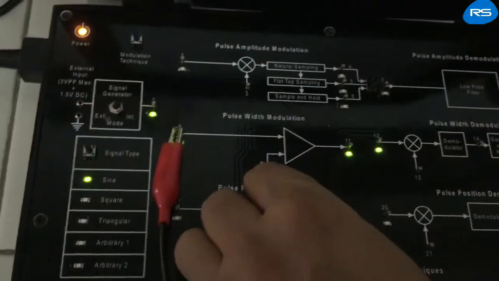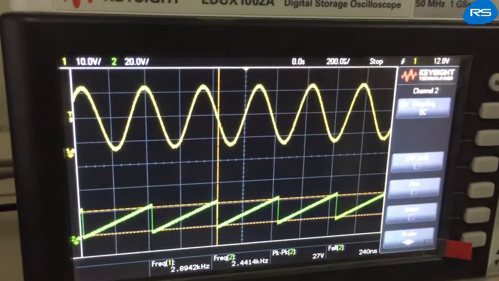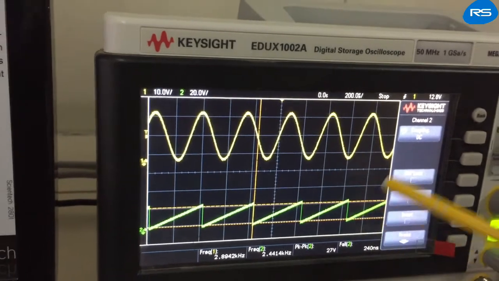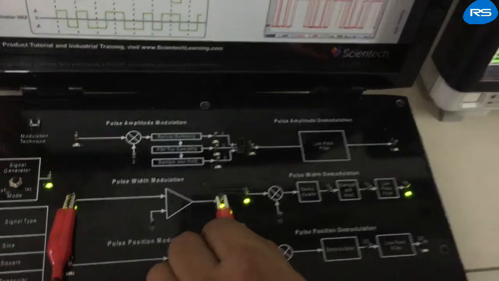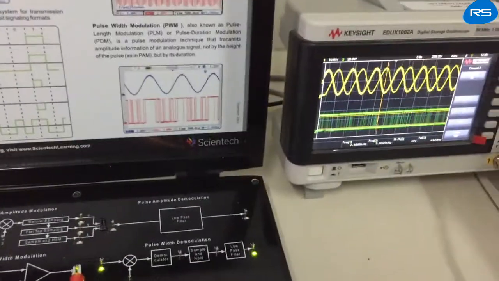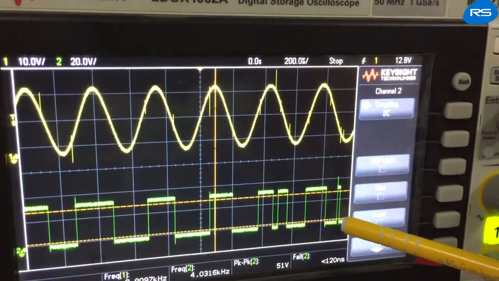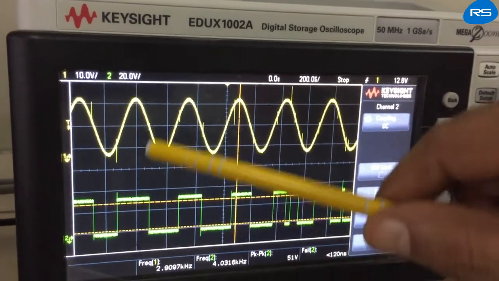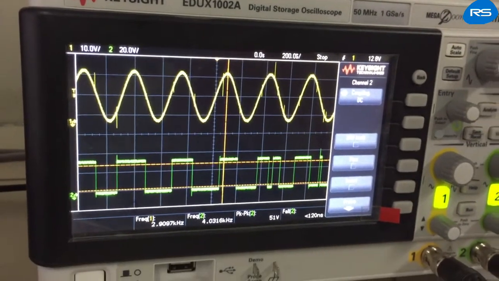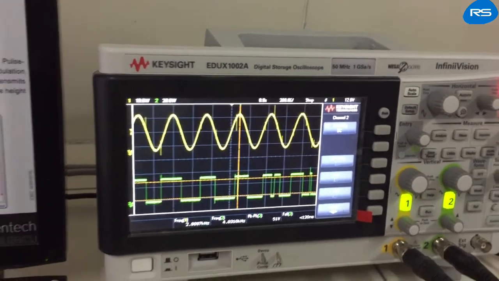and at point number 10 we have a carrier signal, which is a triangular waveform, shown here. The output of the pulse width modulator can be seen at point number 11, which is displayed like this. You can observe that the width of the pulses is varying in accordance with the master signal. So in this way, we have observed pulse width modulation.